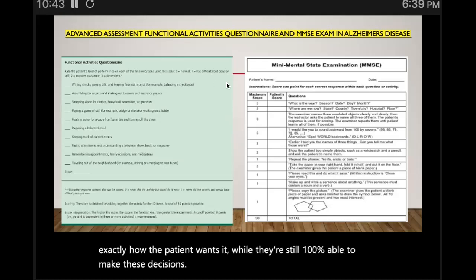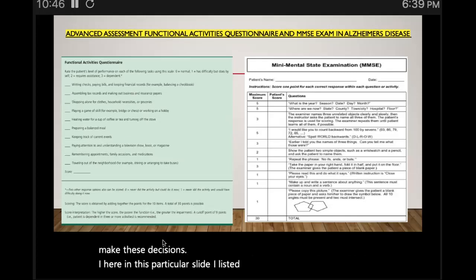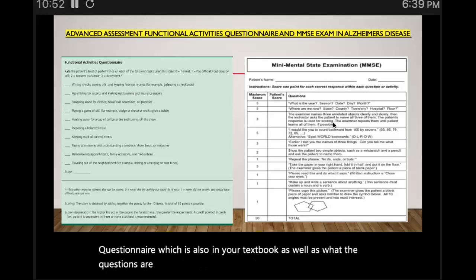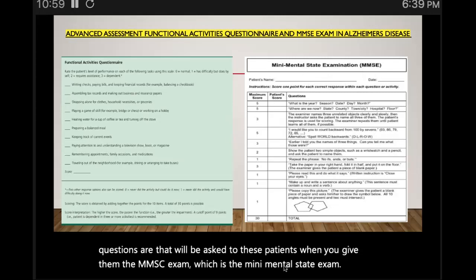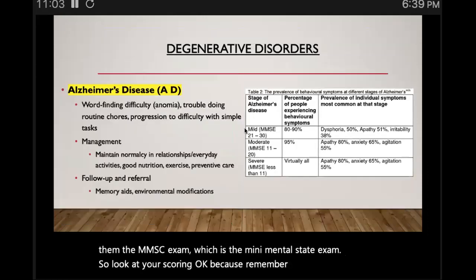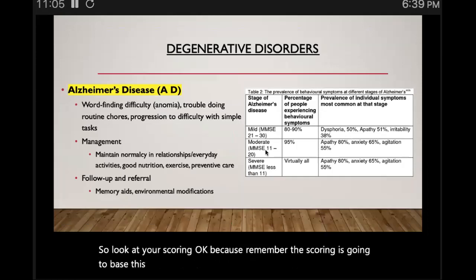Here in this particular slide, I listed the functional activities questionnaire, which is also in your textbook, as well as what the questions are that will be asked to these patients when you give them the MMSE exam, which is the mini mental state exam. So look at your scoring, okay? Because remember, the scoring is going to base the stage of the Alzheimer's disease.